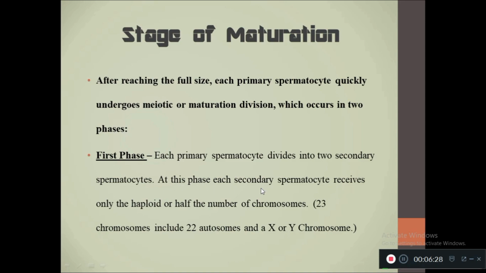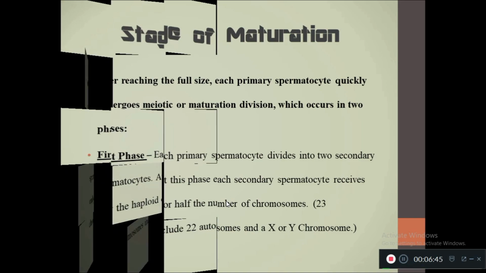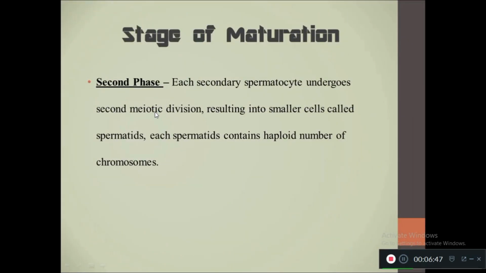At this phase, each secondary spermatocyte receives only the haploid, or half, of the number of chromosomes. So in the 23 pairs, one set is going to each spermatocyte, that is haploid. What is happening in the second stage? In the second stage, each secondary spermatocyte undergoes second meiotic division.